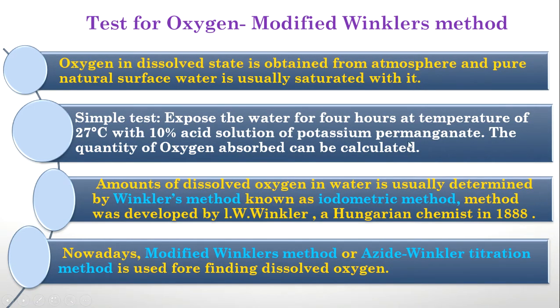More about oxygen. How can we test oxygen? We mostly test oxygen by means of a test procedure known as the modified Winkler's method, which was developed by a chemist known as L.W. Winkler, a Hungarian chemist, in 1888. He developed this method. It is otherwise known as the iodometric method. So we can see what the procedure is here.